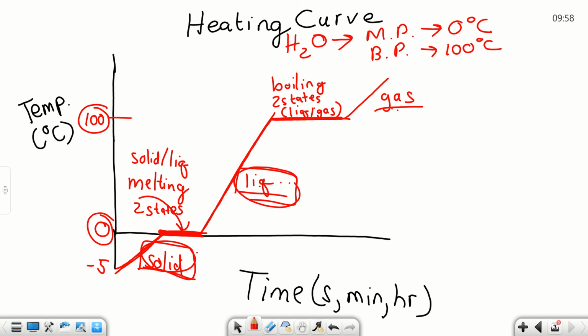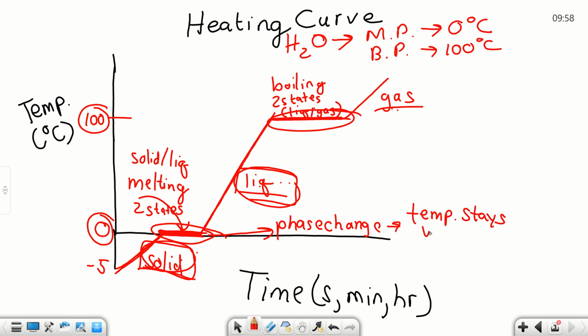So the other thing we just have to kind of show with this is, why is this a flat line and why is that a flat line? Because when you are going through a phase change, the temperature stays the same until all particles change state.